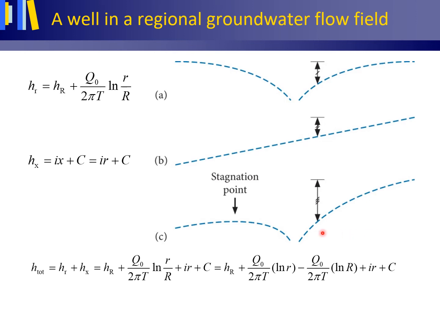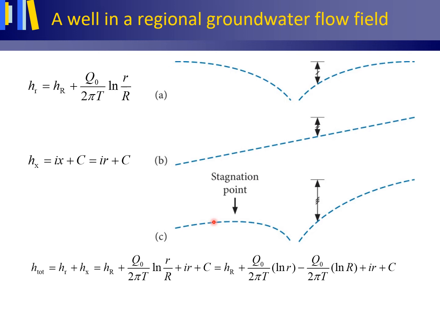Figure C thus shows the drawdown curve of a pumping well in a regional groundwater flow field. Note that the volume fluxes of the pumping well in figures A and C are taken equal. The influence of the regional groundwater flow field in figure C is to lower the hydraulic head of the pumping well drawdown curve in the direction of the original regional groundwater flow. Physically, the hydraulic head H total in the drawdown curve of figure C is constructed by summation of the influences of the pumping well, figure A, and regional groundwater flow field, figure B.